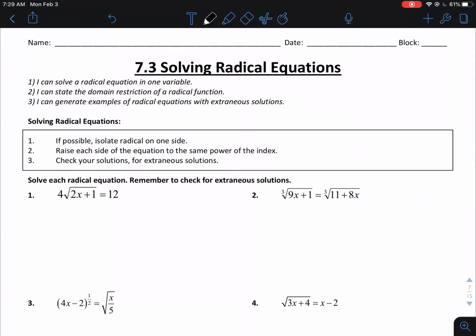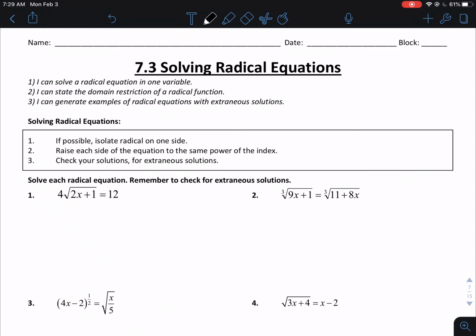So, first off, let's talk about your step by step. Step number one, if possible, we want to isolate the radical on one side. Basically, get your square root or your cube root, whatever it might be, by itself first. Step two, you're going to raise each side of the equation to the same power as what the index is. So if it's square root, you raise the power of 2, cube root 3, and so on.